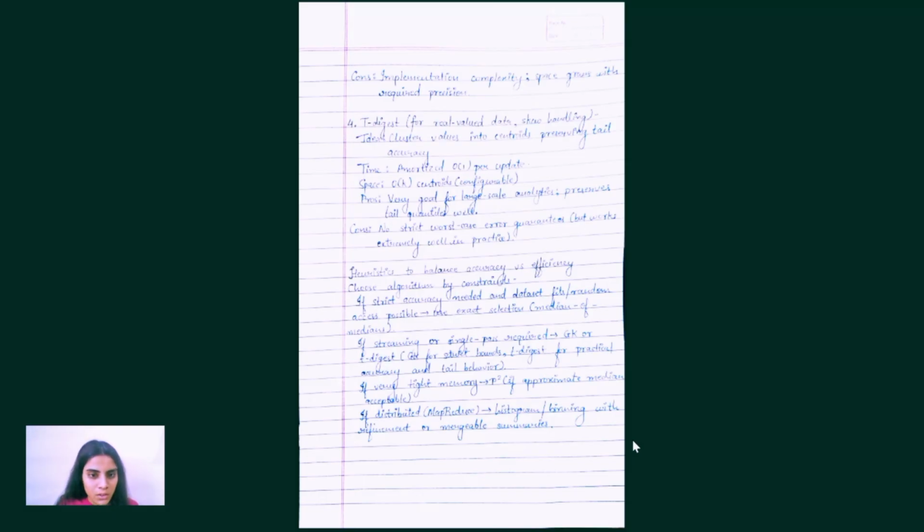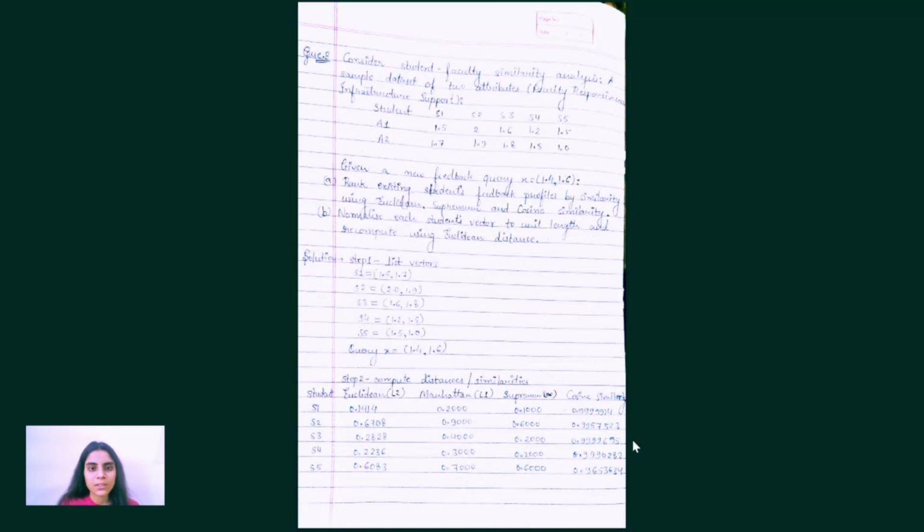After it, heuristics to balance accuracy versus efficiency. Choose the algorithm by constraints. If strict accuracy is needed and the dataset fits, with random access possible, use exact selection. If streaming or single pass is required, then use T-digest. If memory is very tight and an approximate median is acceptable, or if distributed, use histogram binning with refinement or mergeable summaries.